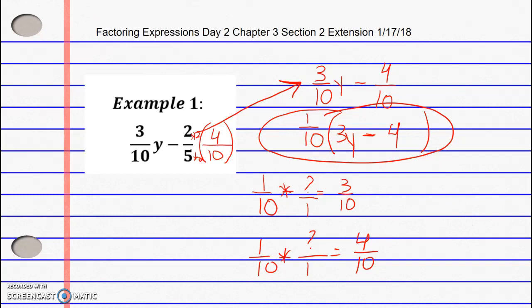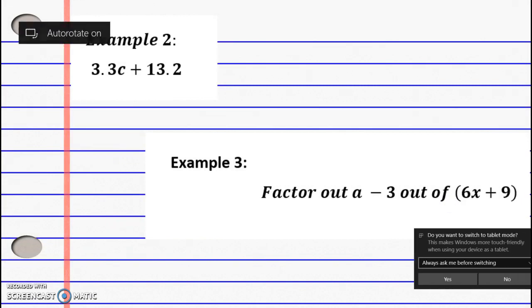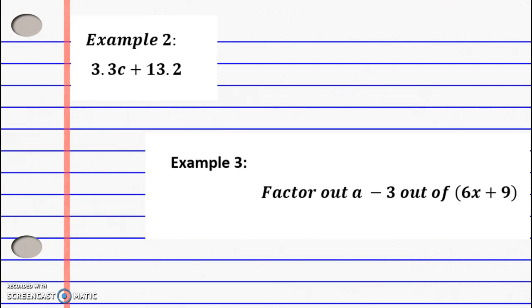Now let's try it with decimals. So we have 3.3c plus 13.2. So I want you to copy these down into your notebook, save a little space, and press play when you're ready. So we've got 3.3c plus 13.2. Now usually with these kinds of things, they're not going to make it too difficult on you. So my suggestion is to see if 3.3 goes into 13.2. So take your calculator, take 13.2 divided by 3.3. When you do that, you get 4. So it does evenly go in.